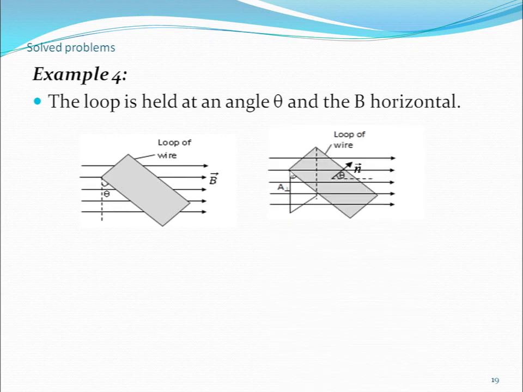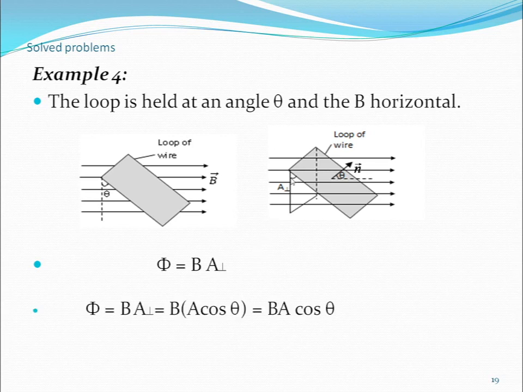We take this area perpendicular to the magnetic field. The magnetic field is horizontal and this side of the area is perpendicular to the magnetic field, so if you calculate the A perpendicular, then that's it: B times A perpendicular. The A perpendicular is here, and it is still adjacent, so it's A cos theta and we find BA cos theta.